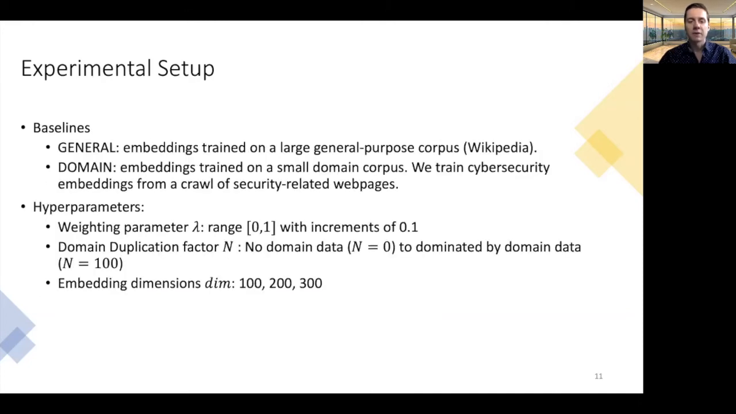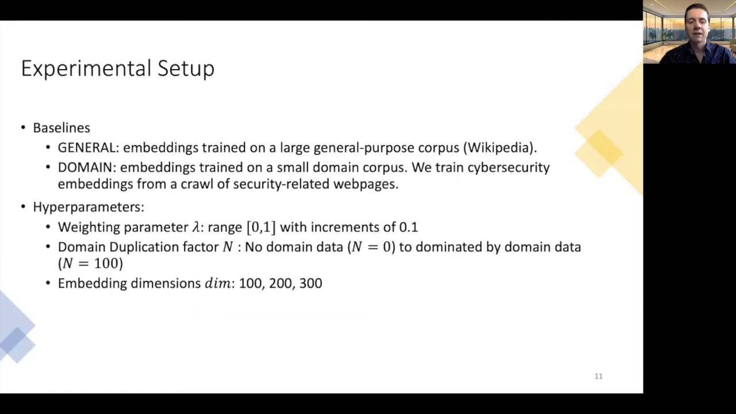We compare our methods to two baselines. The first one is general, which are embeddings trained on a large general purpose corpus. In our case, this is Wikipedia. The second baseline is domain, which are embeddings trained on a smaller domain corpus. We currently train our cybersecurity embeddings from a web crawl of security-related web pages.